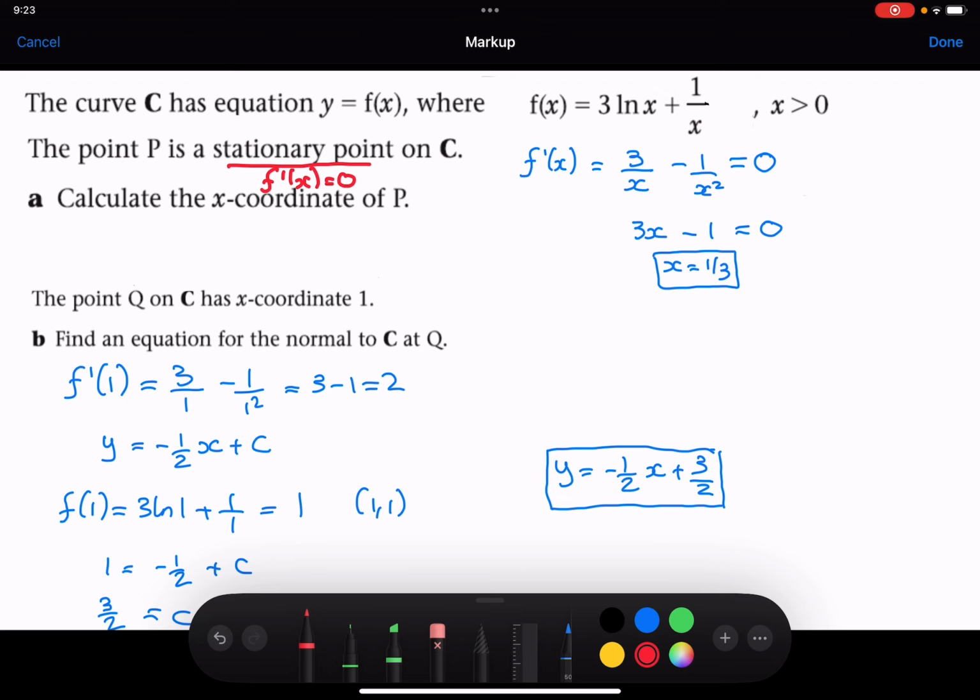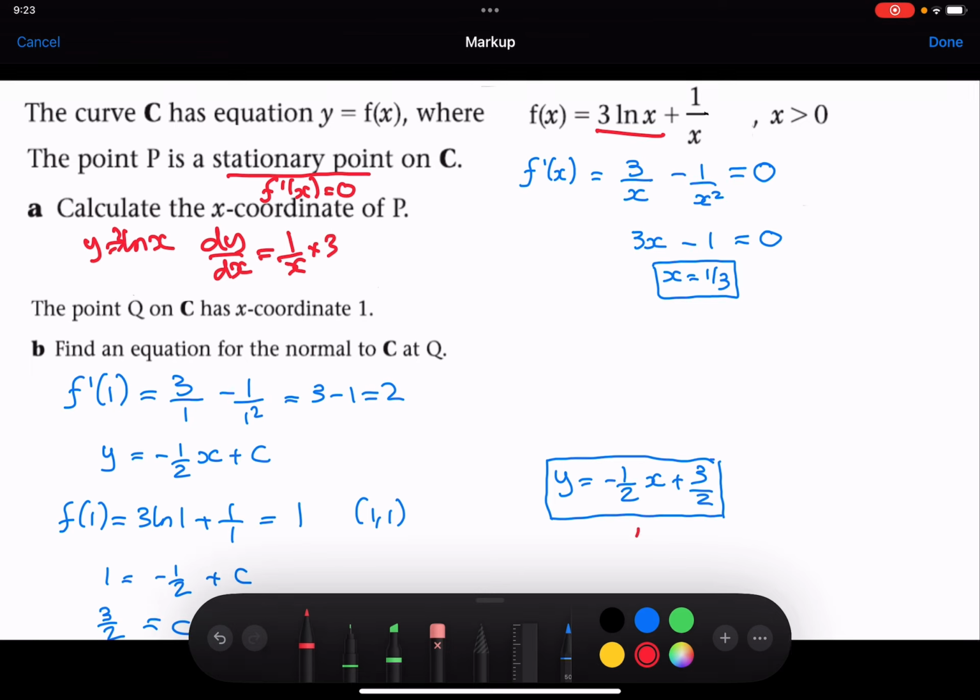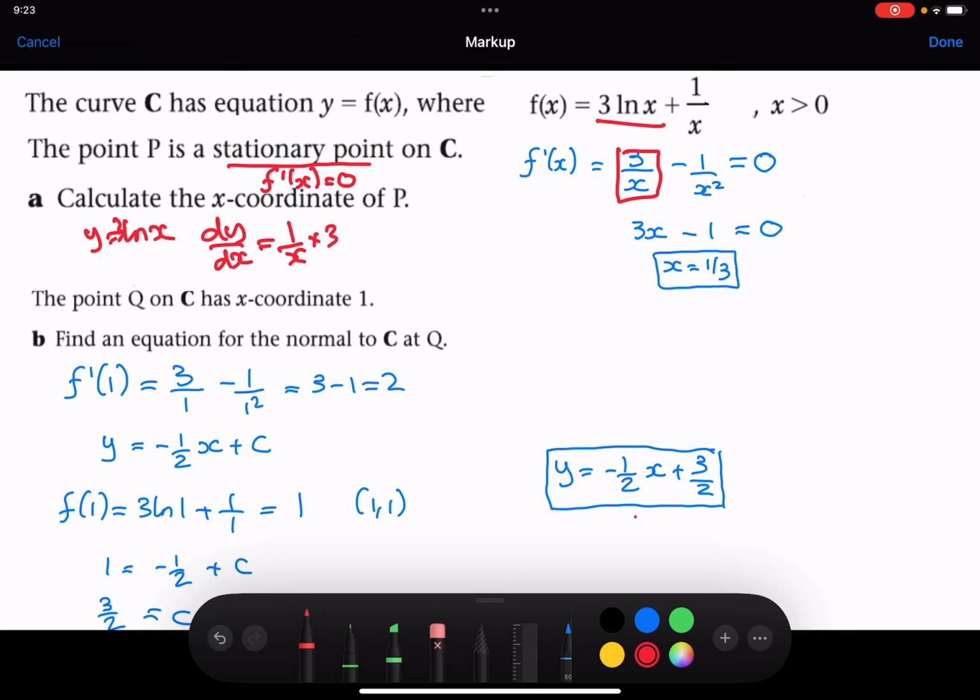So I'm going to differentiate this thing. Now, I've just proved a moment ago that if I've got ln x, that differentiates to be 1 over x. Here I've got 3 of them. So I've got 3 lots of 1 over x. So times that by 3, and I get 3 over x. So 3 ln x differentiates to be 3 over x.